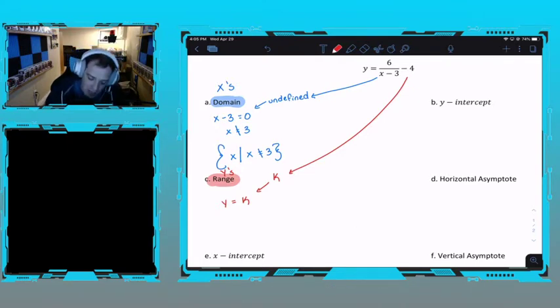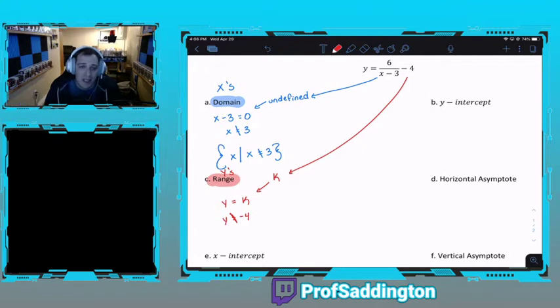And that y being equal to k is not allowed to happen. So if we had y is equal to, in this case, -4, that is not allowed to happen when we go to do the range. Because if it did, you would notice on your graph that your graph never would cross at that point. So it's just not possible. It's never going to happen.